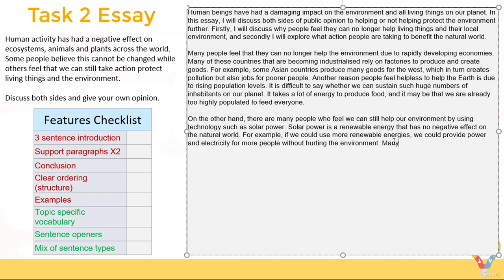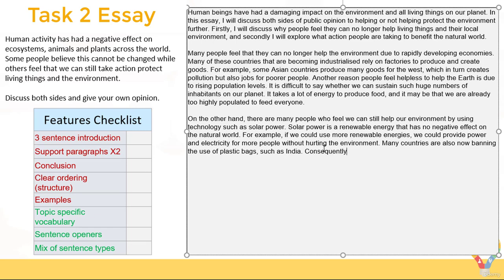So we could say many countries are also now banning the use of plastic bags, such as India. I've included an example there in my topic sentence. And let's give an example for why this is a positive thing. Let's get a sentence opener to give support to this topic sentence.